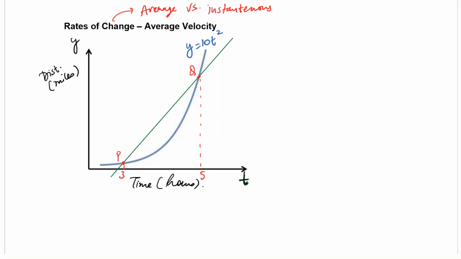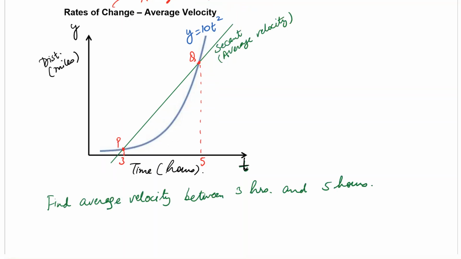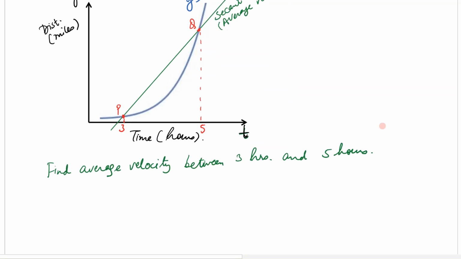Let's say we have this given function, y is equal to 10t squared, and a particle is moving along this path. On the x-axis we have time, on the y-axis we have distance in miles, and we want to figure out the average velocity or the average speed between 3 and 5 hours. The average velocity would be essentially the slope of the secant line PQ. Let's find the average velocity between 3 hours and 5 hours.